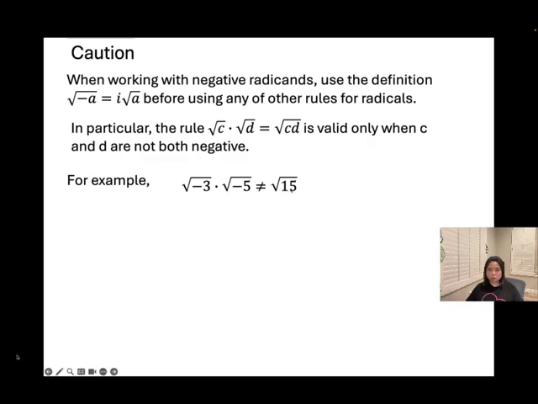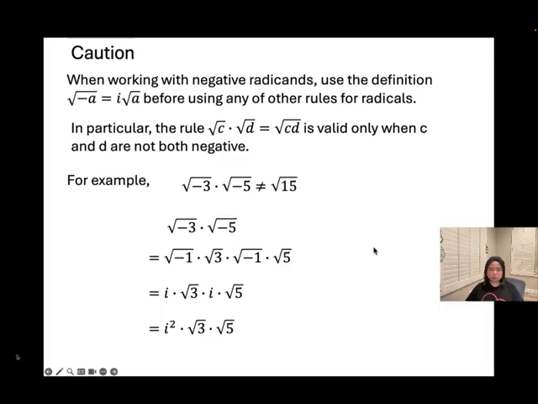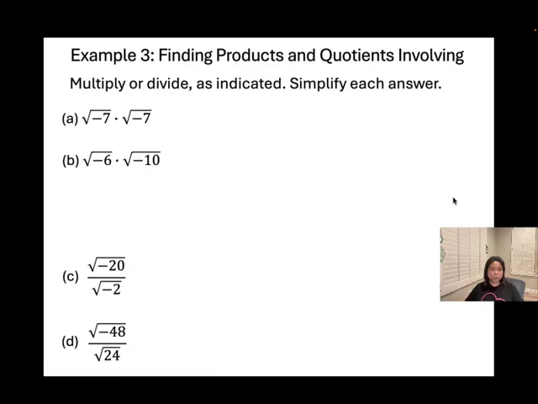This is not equal to the square root of 15. So what we're going to do first is apply this formula. That becomes i square root of 3 times i square root of 5. And then i times i is i squared, and i squared means negative 1. Okay, so highlight this: don't multiply the numbers under the square root when they are negative. Okay, example 3. I want you to try to do it by yourself.